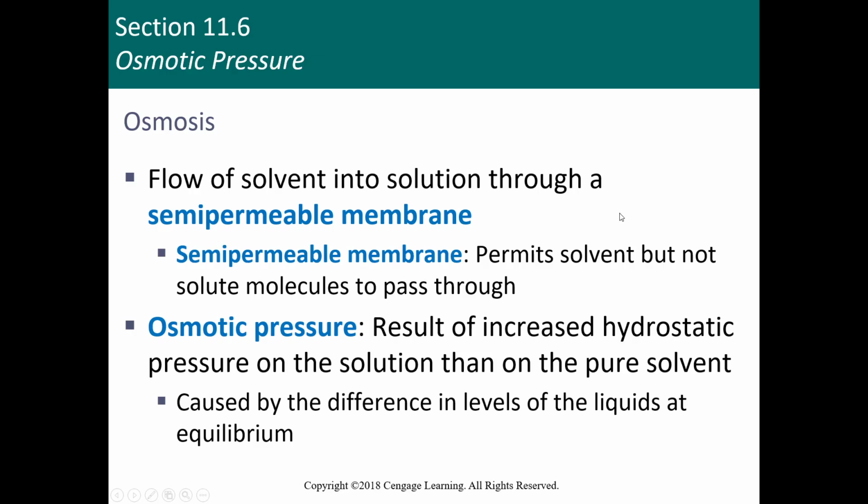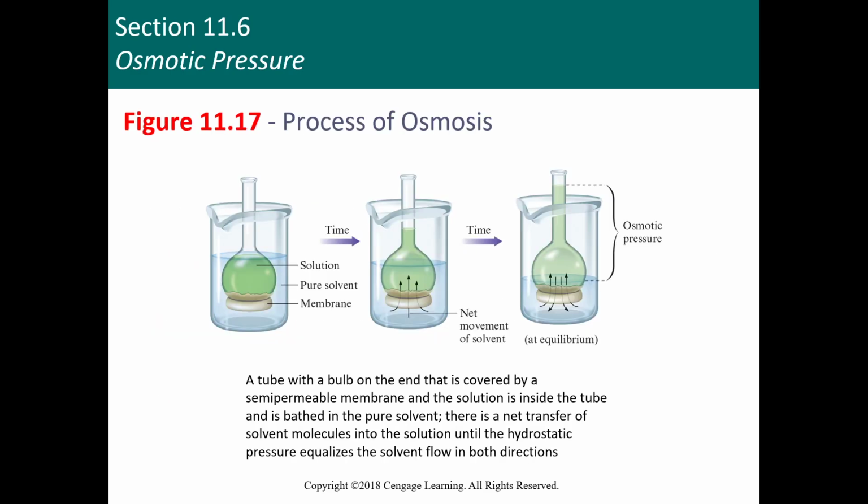This is going to be caused by a difference in levels of the liquids at equilibrium. And so right here, this is actually the process of osmosis. Here we have a little container, a flask that has our solution in it. This then has a membrane separating it from an outer beaker that has the pure solvent in it. So as we watch this across time, what we will see is the pure solvent will slowly move through the membrane and it will go into this concentrated solution. It will cause this solution to become less concentrated. It will also cause the volume to go up. You see the volume's going up here.